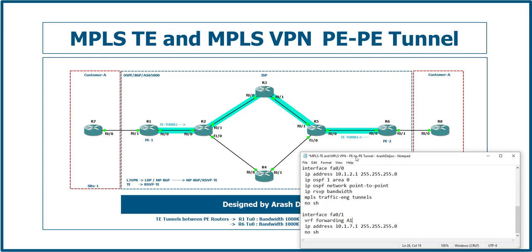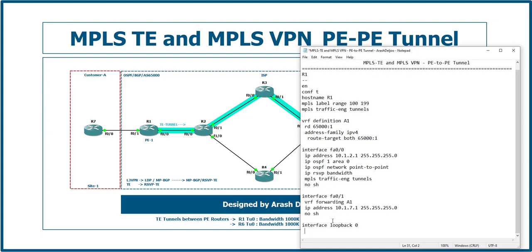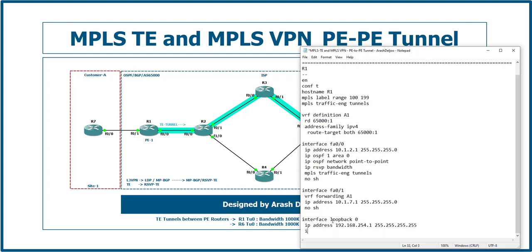Here also we need one loopback interface on router 1. Let me configure the loopback interface. Here we have interface loopback 0. The IP address of the loopback is 192.168.2.1 with mask 255.255.255.255. Then OSPF should be enabled on this loopback: ip ospf 1 area 0.